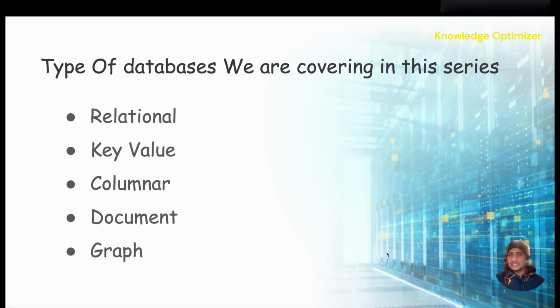Now coming to the second database, that is key value databases. So there is a key, and there is a value corresponding to that key we are storing. Redis is an example of it. Then we have DynamoDB and everything. We are going to cover both Redis and Dynamo in this.